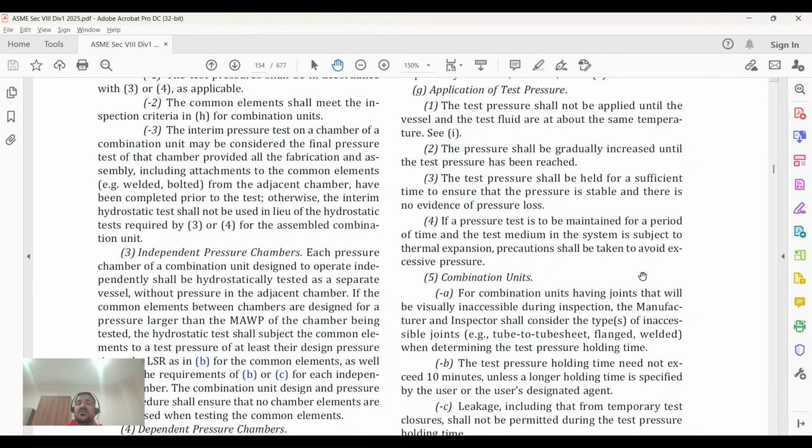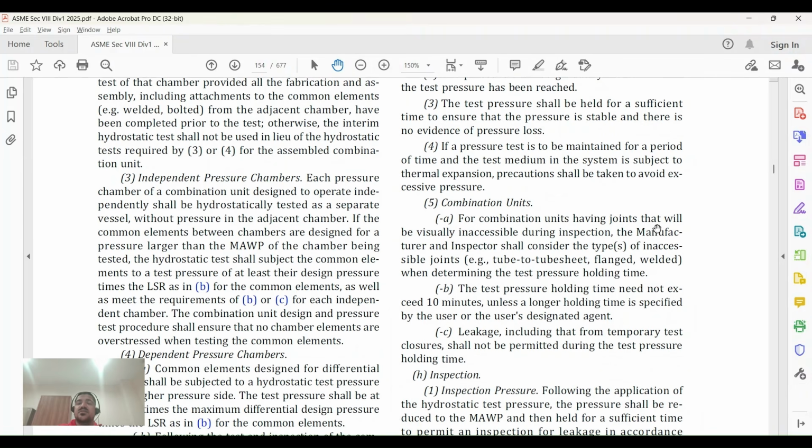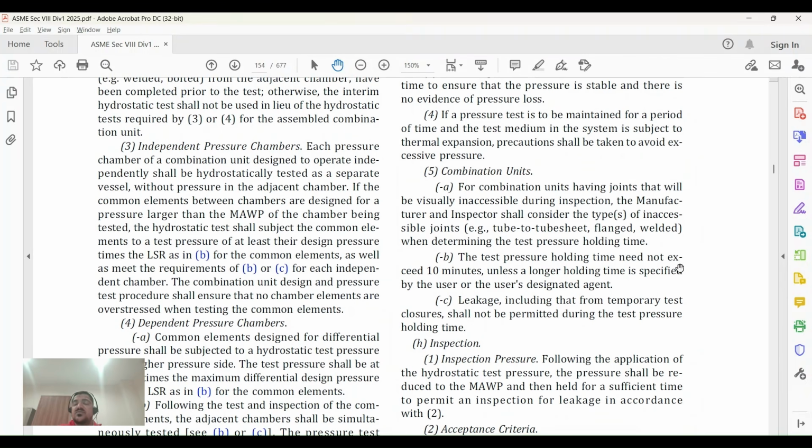Further, we have combination units. For combination units having joints that will be inaccessible during inspection, the manufacturer and inspector shall consider types of inaccessible joints, say tube-to-tube sheet joint, flange joint or welded joint, when determining the test pressure holding time. The test pressure holding time need not exceed 10 minutes unless a longer holding time is specified by the user or user's designated agent.